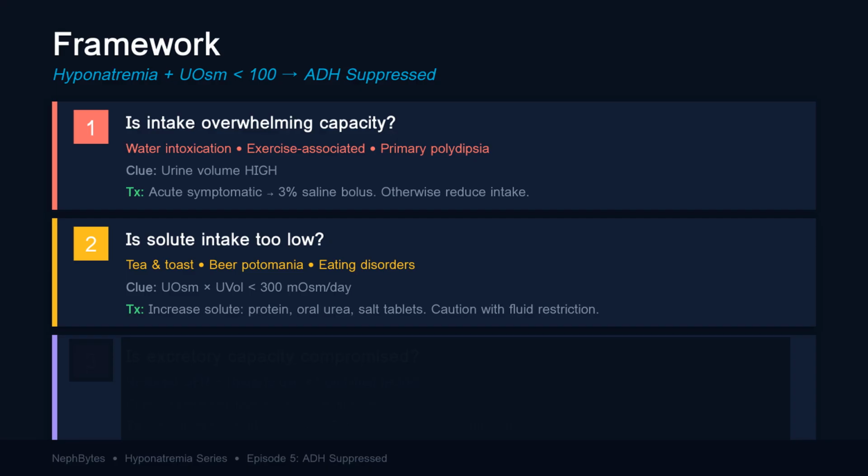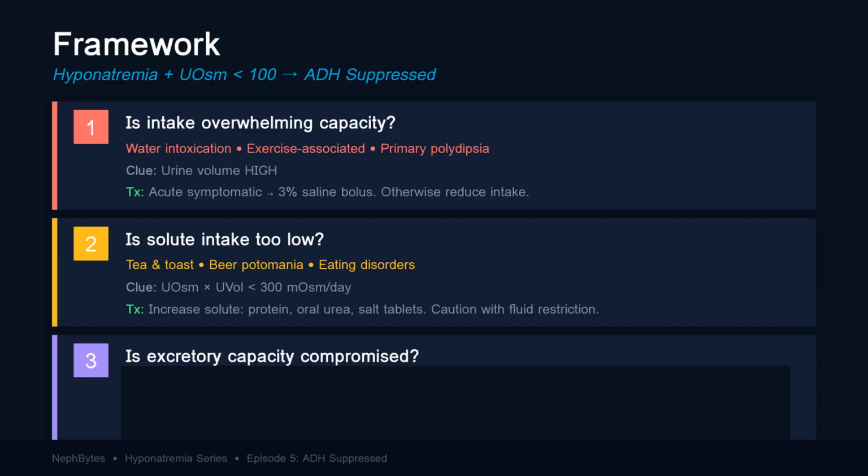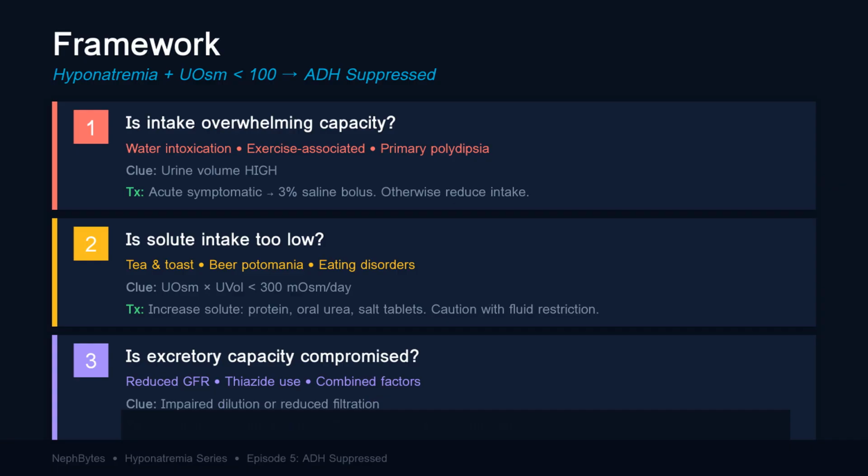It can drive overcorrection. Third, is excretory capacity compromised? Think reduced GFR or thiazide use layered on top of high water intake or low solute. Fix what you can. Stop the thiazide, address water intake, provide solute. The goal is to restore the mismatch between what's coming in and what the kidney can handle.